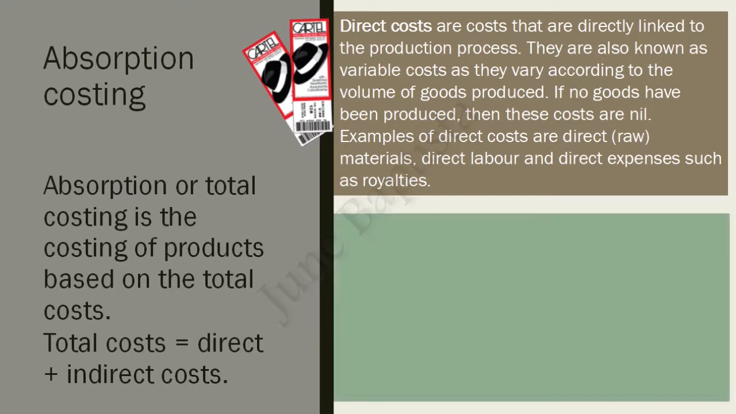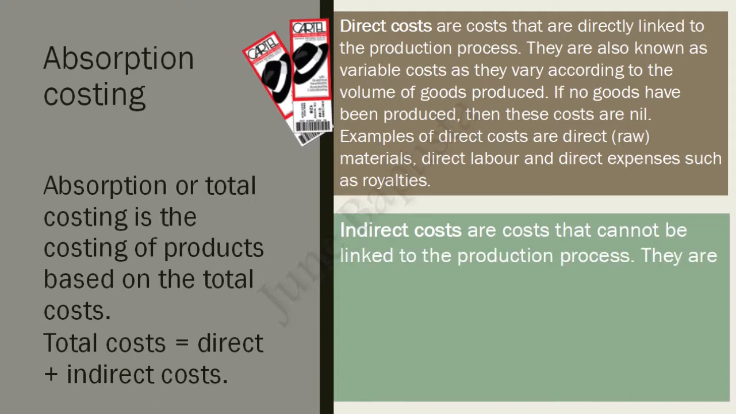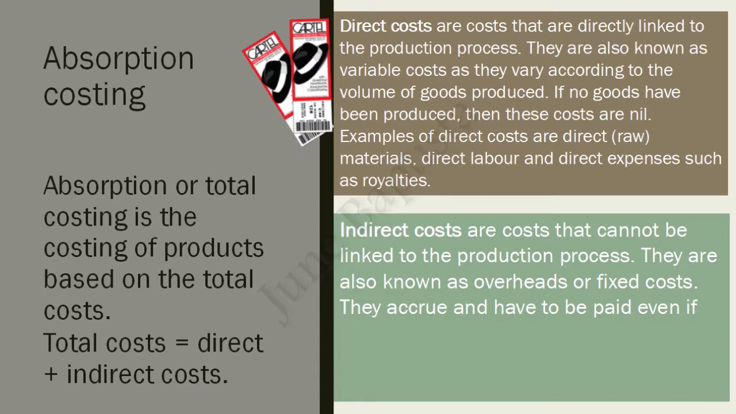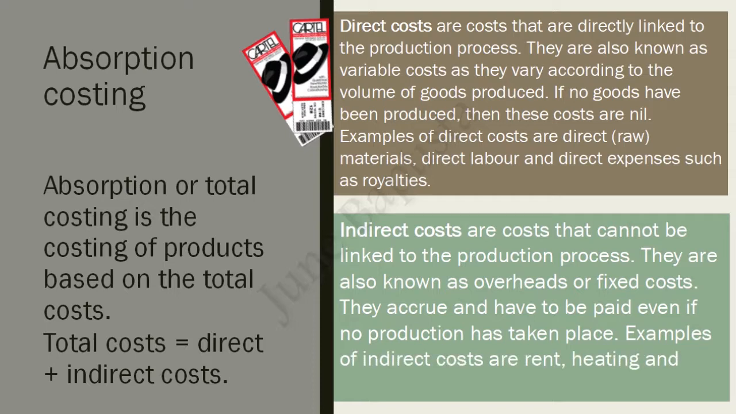Now, what are indirect costs? Indirect costs are costs that cannot be linked to the production process. They are also known as overheads or fixed costs. They accrue and have to be paid even if no production has taken place. Examples of indirect costs are rent, heating and lighting, salaries, etc.